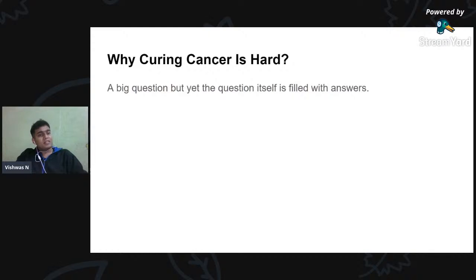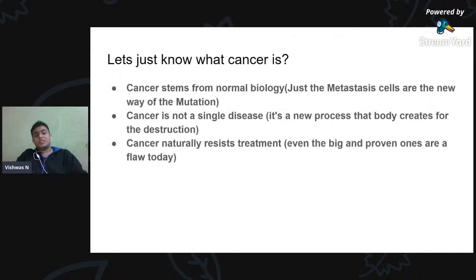Why is curing cancer hard? A big question, but yet the question itself is filled with answers. Why is cancer hard? It's filled with metastasized cells, where you can never predict it. It's formed inside a human being at one given point of time, and now there's a new way of mutation which is happening all of a sudden. So it's impossible to predict such an application. Cancer is not a single disease, it's a process which happens.